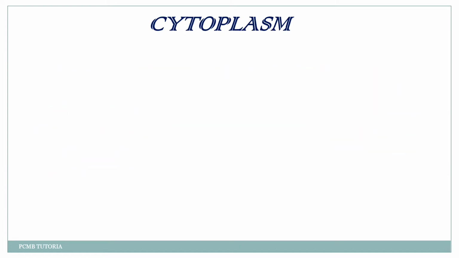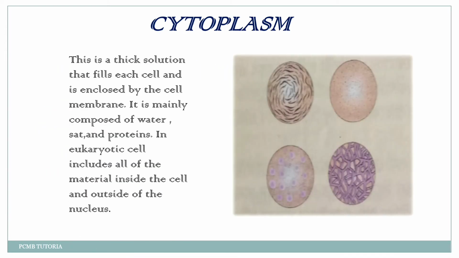Number 4 is cytoplasm. Cytoplasm is a thick solution that fills each cell and is enclosed by the cell membrane. It is mainly composed of water, salt and protein. In a eukaryotic cell, it includes all of the material inside the cell and outside the nucleus.